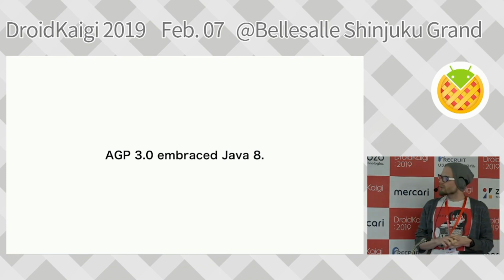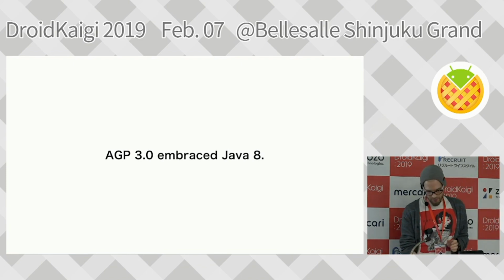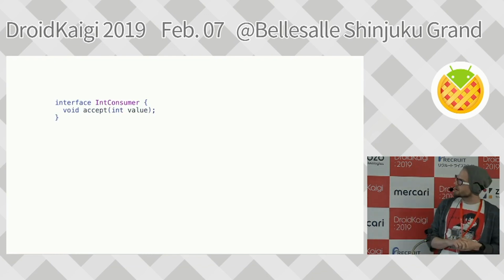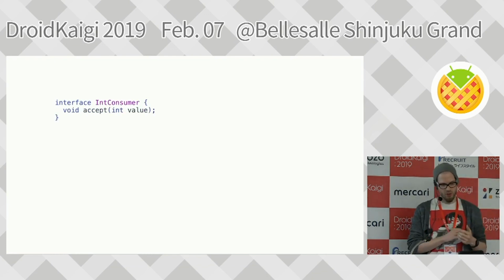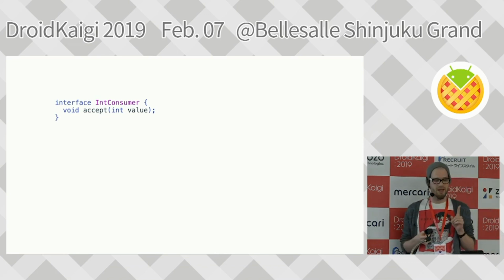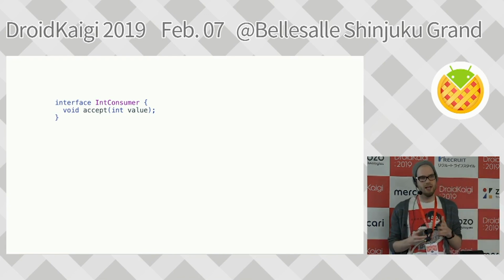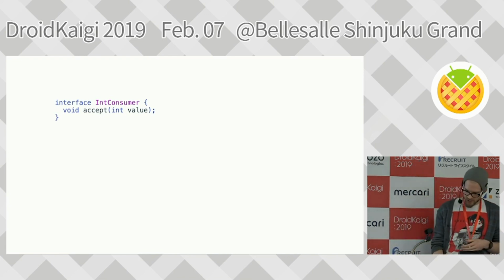And let me start off by saying this. The introduction of Android Gradle Plugin 3 embraced Java 8. Now, what do I mean by that? Let's take a look at this small code example. So we have an interface here. It's called IntConsumer. It has one method. So it's what we can call a SAM interface, single abstract method interface.